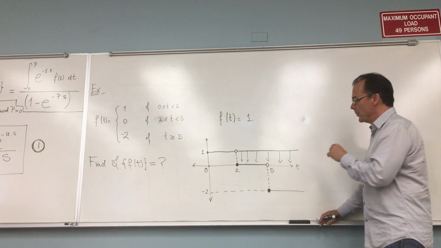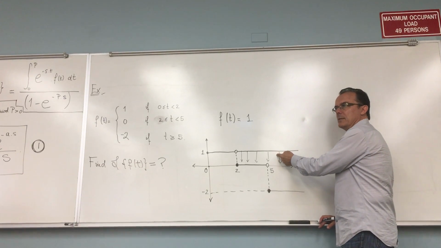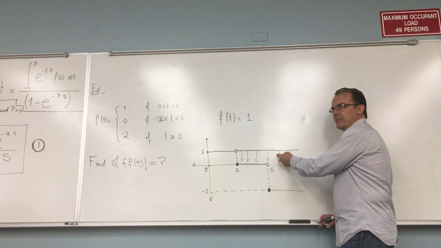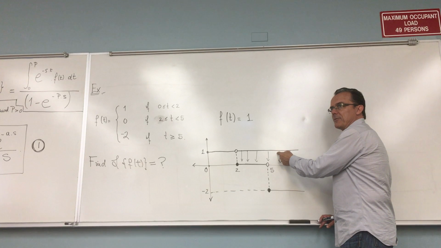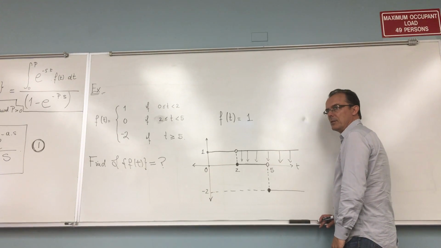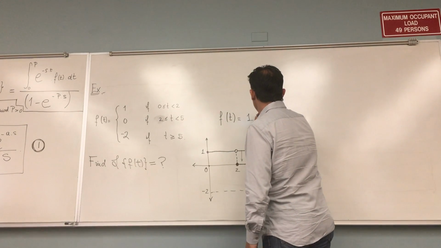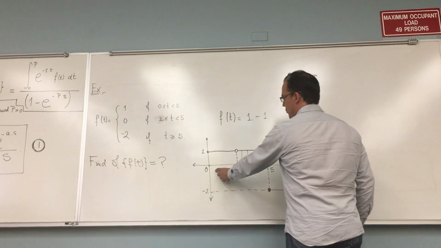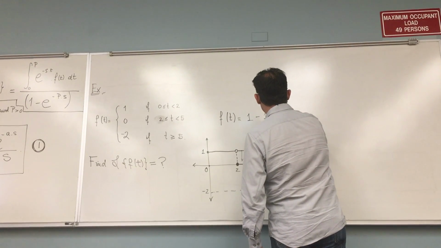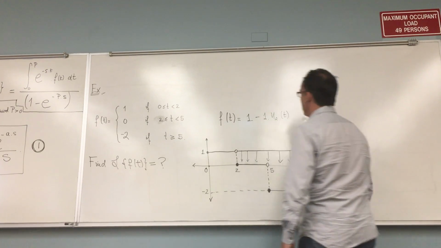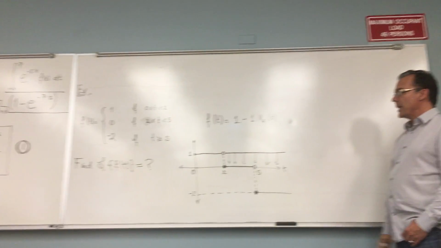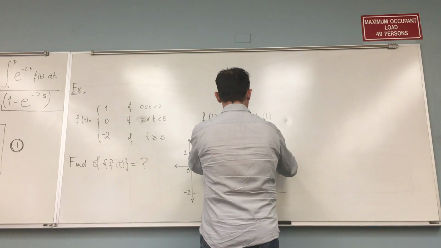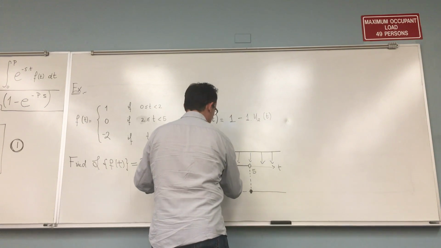So the point is, if you're at level 1, this constant 1, what do you need to subtract from 1 to go to 0? Minus 1. So minus 1 times, but you don't want to do anything from 0 to 2, so let's use u2. Now the graph of this would be, you keep this piece here, but you take this one and bring it down here to level 0.